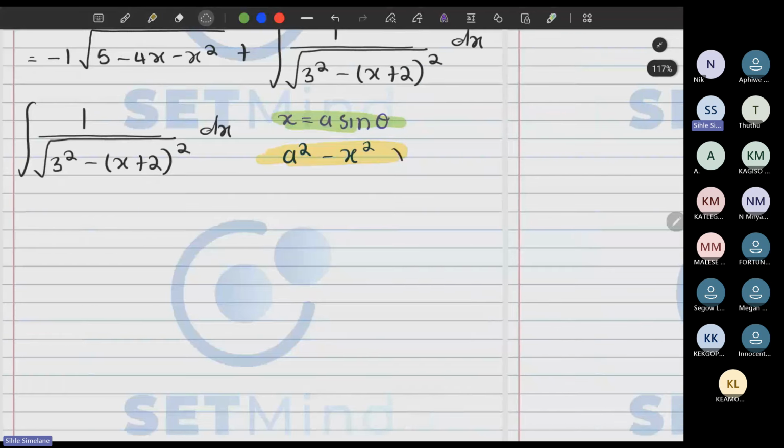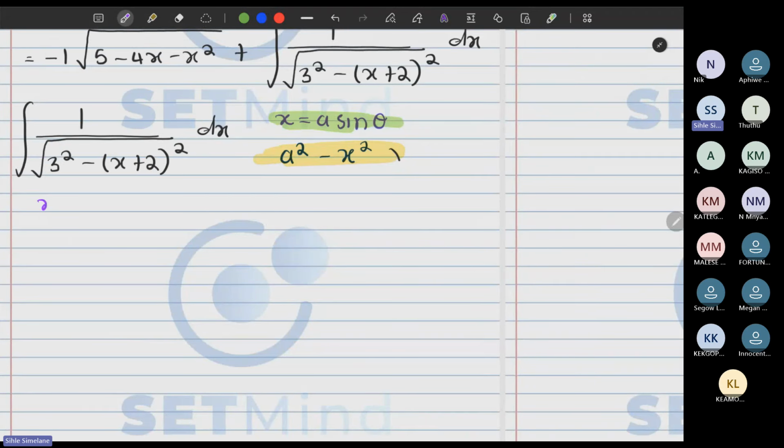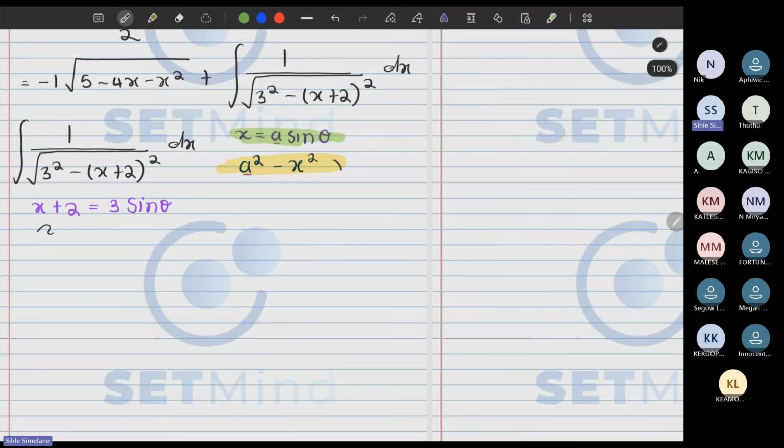Okay, so if you observe that, you should be able to see that our x plus 2 should be equal to whatever the a is, which means 3 sine of theta. So remember, we are trying to change variables here. So our x will be 3 sine of theta minus 2. Then now we just find dx d theta. And this becomes 3 cos of theta.